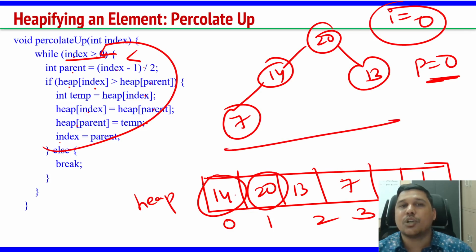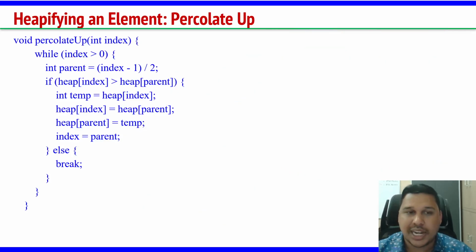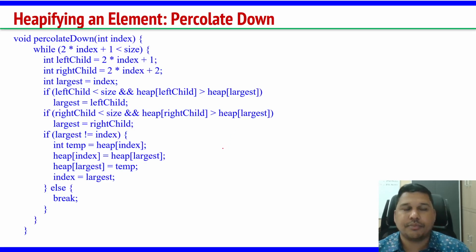See, the tree is now heapified. So whenever you are inserting an element, sometimes you may have to use percolate up, sometimes you might have to use percolate down. The logic is very simple: simply keep comparing with its parent, whenever it is greater than, swap it. Let us see percolate down.